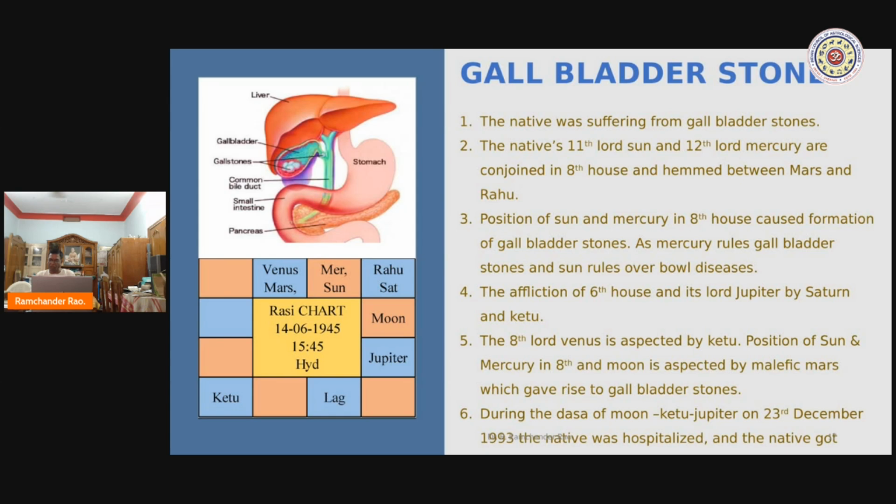The position of Sun and Mercury in the 8th, and the Moon aspected by malefic Mars, has given rise to the gallbladder stones. During the Dasa of Moon and Jupiter, on 23rd December 1993, the native was hospitalized, operated on, and the gallbladder stones were removed successfully.